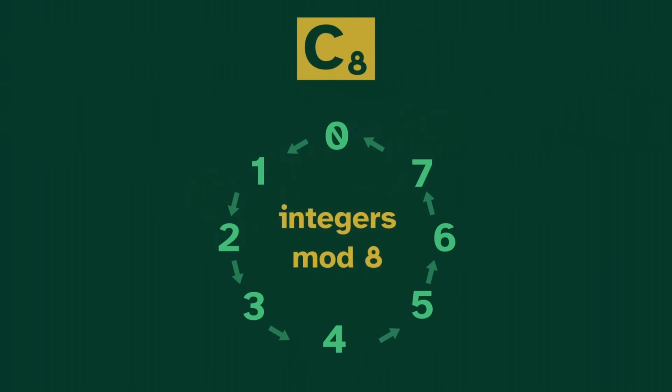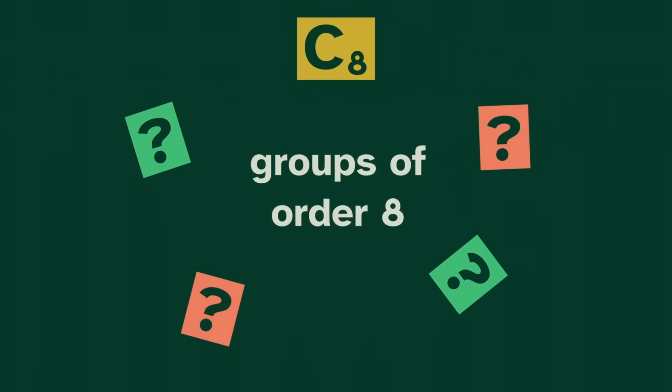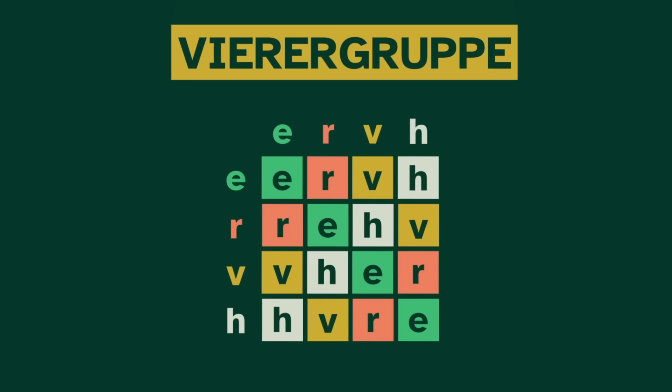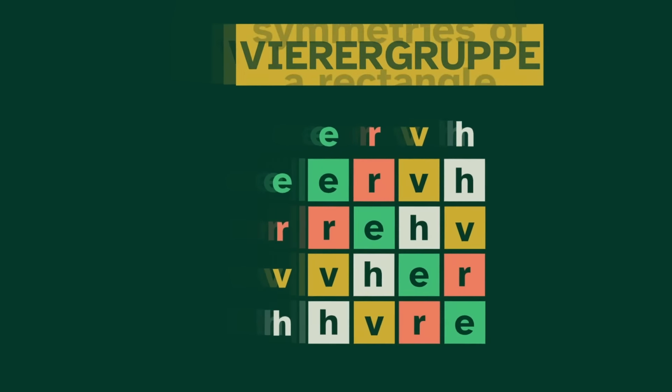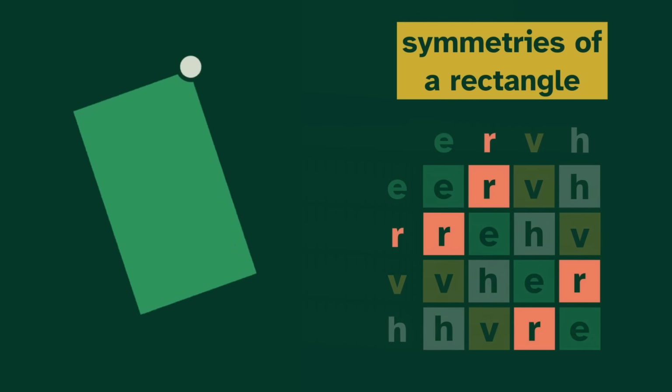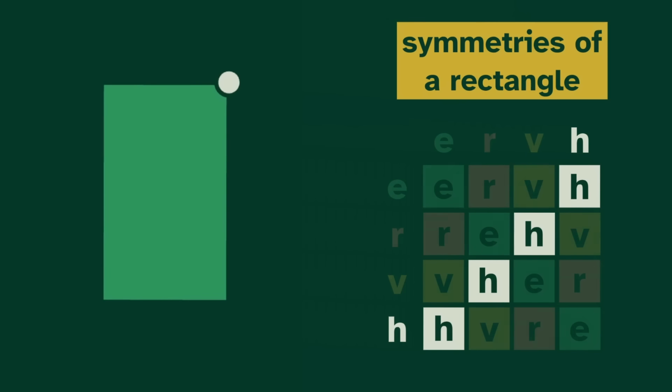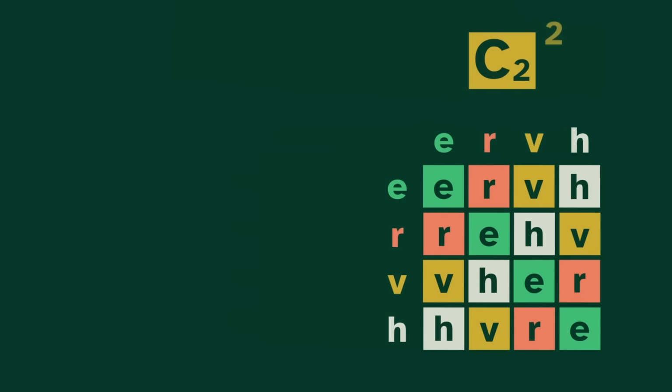Fine. So there's C8, but there's a bunch of other groups of order 8. What else did we learn last time? There was the rectangle group, the one with the German name. Viergruppe! Yeah! It's the symmetries of a rectangle. Rotate, vertical flip, and horizontal flip. But this group is also C2 squared.